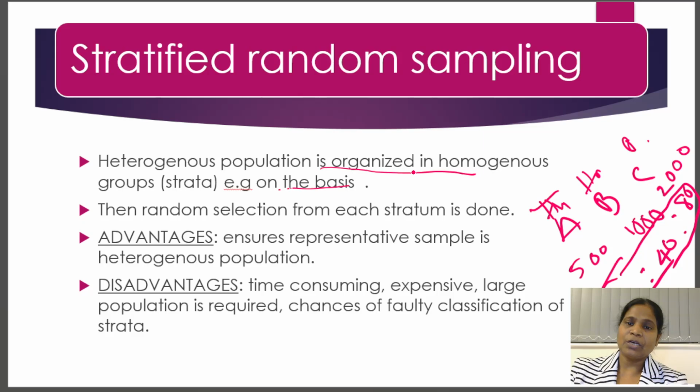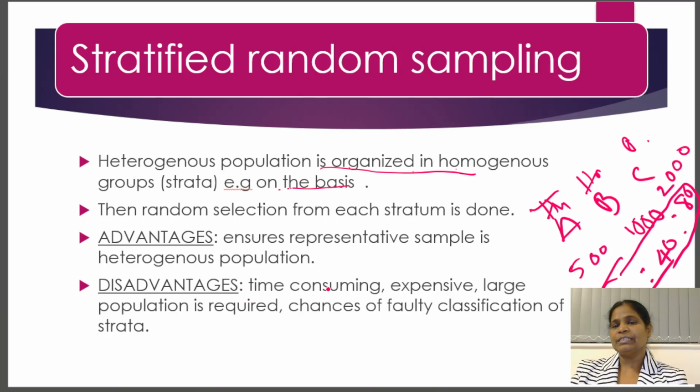A heterogeneous population is organized into homogeneous groups or strata on the basis of age, gender, occupation, socio-economic status, etc. You're making them homogeneous. You're taking the ratio of nurses in equal format to conduct a study. That's how it is: stratified random sampling. Advantages: it ensures representativeness. The sample is from a heterogeneous population, but at the same time you make it into homogeneous groups.